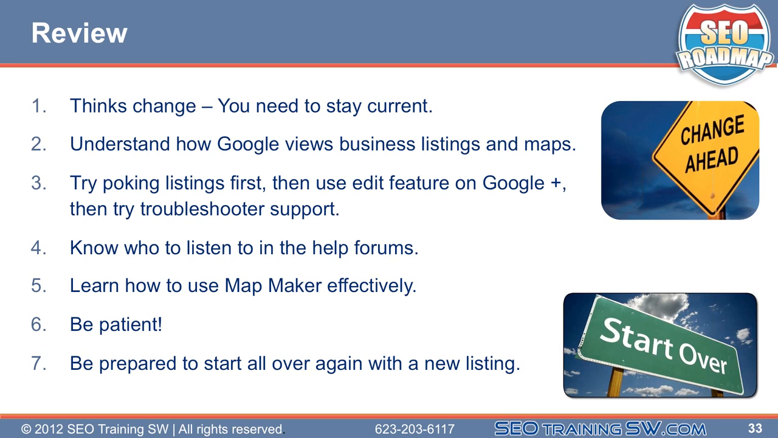Please be patient. These fixes that you're going to be making, these edits, these pokes, are not going to happen immediately. Again, remember, Google Places right now is an overlay of Google Maps. It can now take 3 to 4 weeks to have any changes. Now, let's say you have a listing that's totally messed up. You spent weeks and weeks and weeks trying to fix it. You might need to be prepared to start all over again with a new listing, start off from scratch.